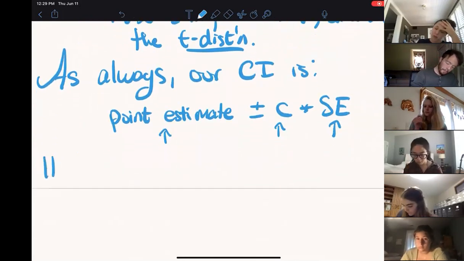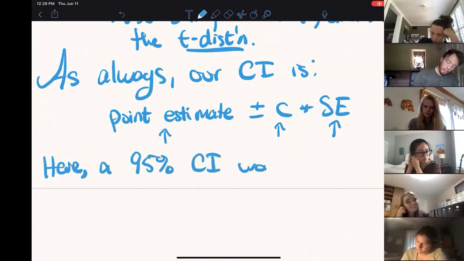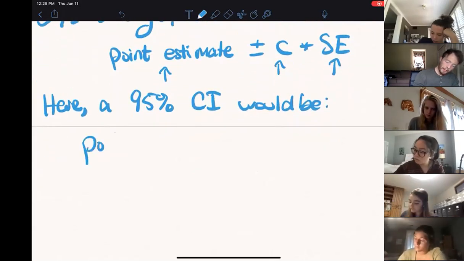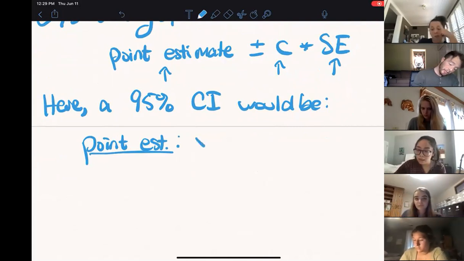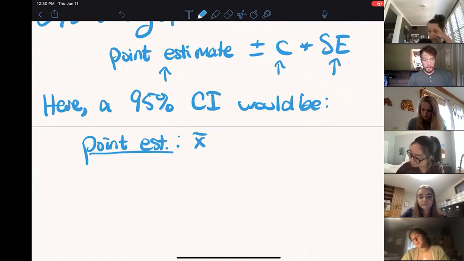So here, a 95% confidence interval would have as our point estimate, right? We're trying to get our best guess of the population average, and that actually doesn't change. Our best guess of the population average is still going to be the sample average x bar, which in this case is 4.4.